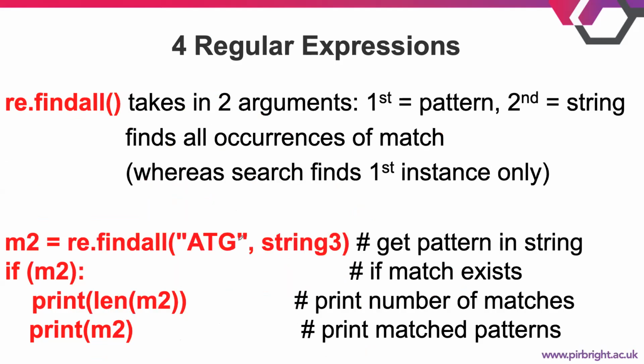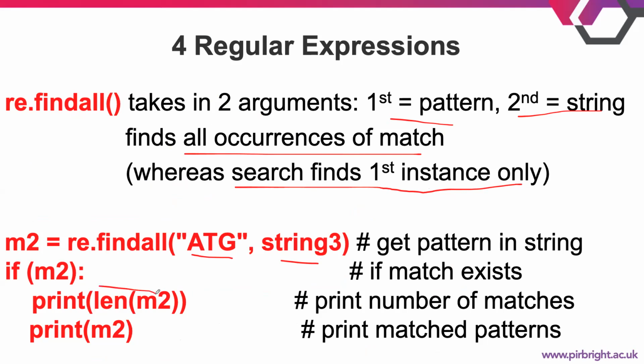And we have re.findall as well. That takes in two arguments, the pattern and the string, like re.search, and it finds all the occurrences of the match. re.search finds the first instance only. So we want to find all the ATGs inside some big string of letters. We can therefore print out the number of matches that we find and the actual patterns that have been matched as well. So let's go to PyCharm where we can actually demonstrate this using code.